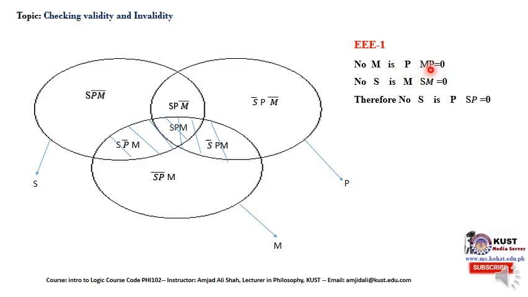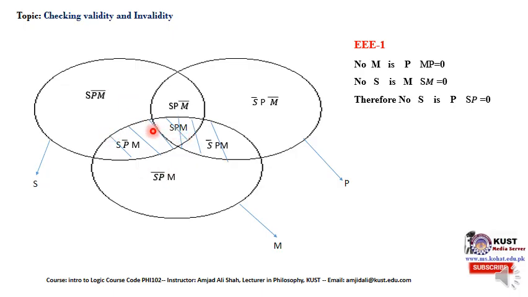No M is P, MP is equal to 0. Some S is M, SM is equal to 0. So no M is P, MP. So I have shaded it already. So you're supposed to shade SM is equal to 0. So SM is the area SM. This is the class of SM and this is the class of SM. So I have shaded this one twice. So it means this is both the class of MP and this is the class of SM as well.